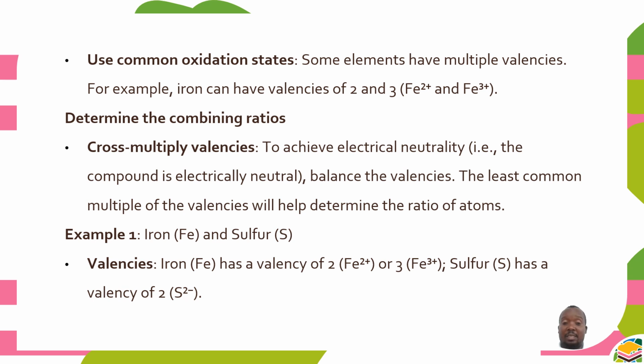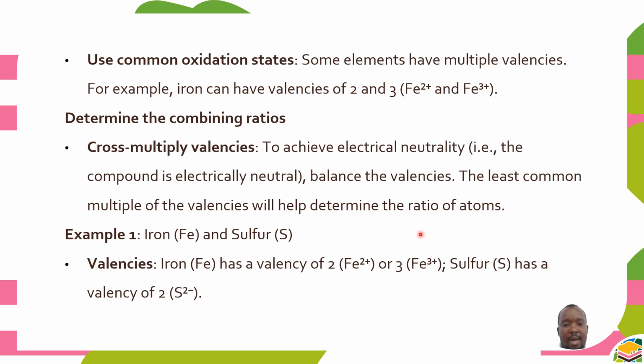For example, our first example is iron and sulfur. Iron has a valence of 2 or 3. Remember, some elements have more than one valence. Sulfur has a valence of 2. So sulfur has only one valence. But for iron, you can have iron 1, another iron 2, and iron 3. So here, be very attentive, because we want to determine the combining ratios by cross multiplying.